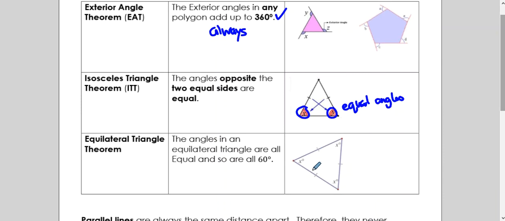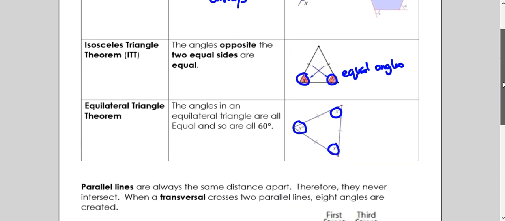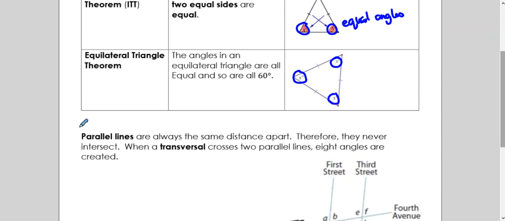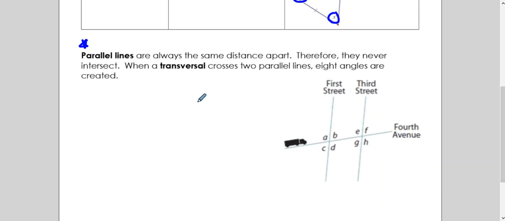All right. Equilateral triangles. Those are all the same as well. Okay, so that's it. I don't think that's too crazy, and I think we dealt with a lot of that in previous learning from grade 7 and 8. Here's the big learning, and you might have seen different letters with this. Parallel lines are always the same distance apart, therefore they never intersect.